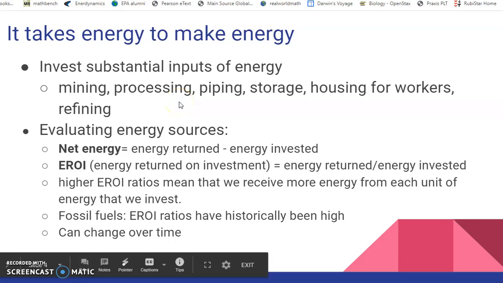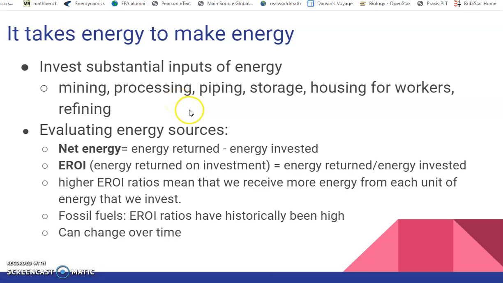So think, if you're an investor, investing your money, you want to get the best return. You have to put some money into your investment and you want to get more money out. That's the same idea with energy. So the net energy is the energy returned minus the energy invested. Okay, and we can also talk about the energy returned on investment, and that's the ratio. So it's the energy returned over the energy invested.